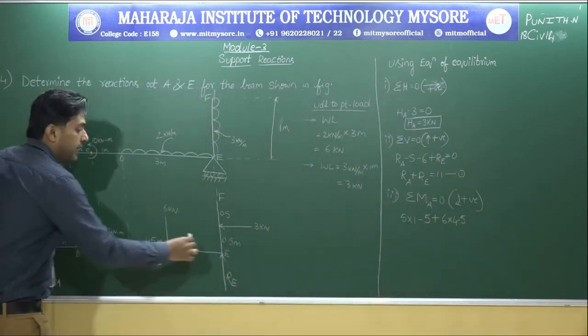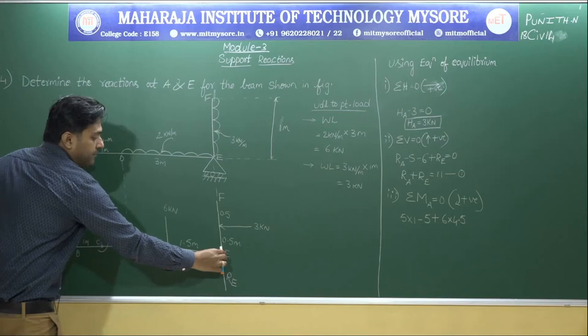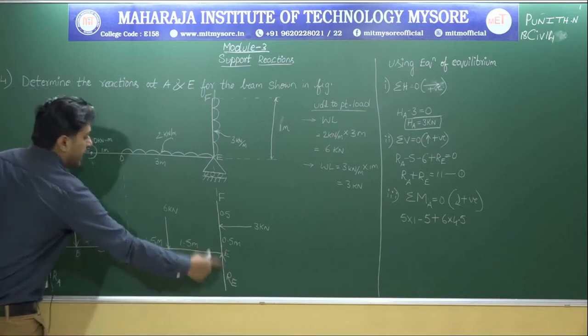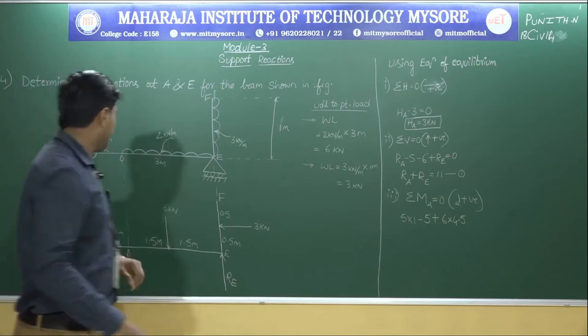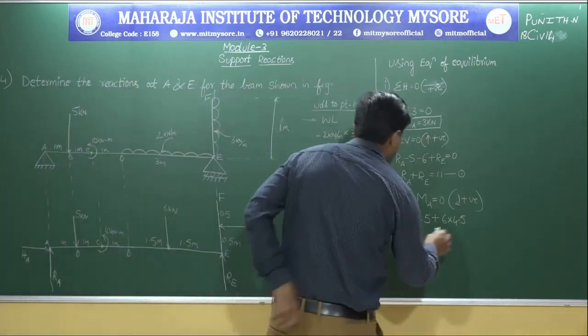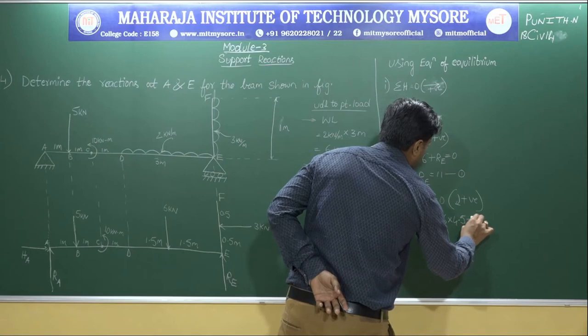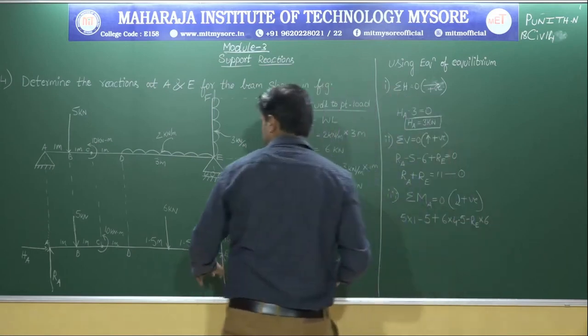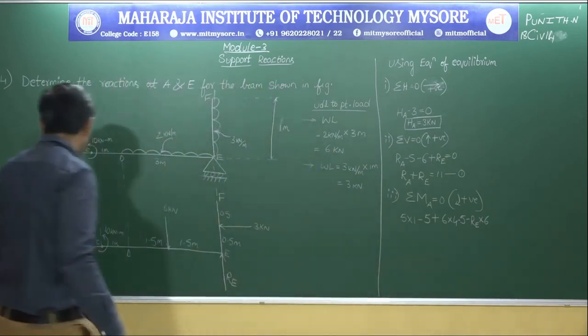Next, let me go with this RE. This RE needs to go and touch it in the anti-clockwise direction. So RE into, what is the total value? It's 6. So minus RE into 6. Okay. Next, we are left with the last one.